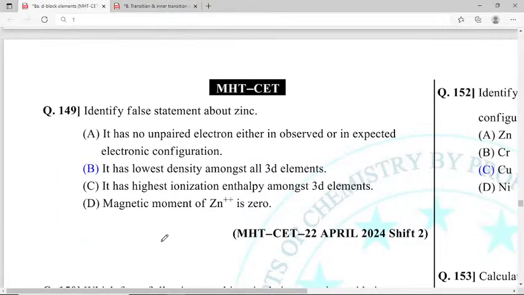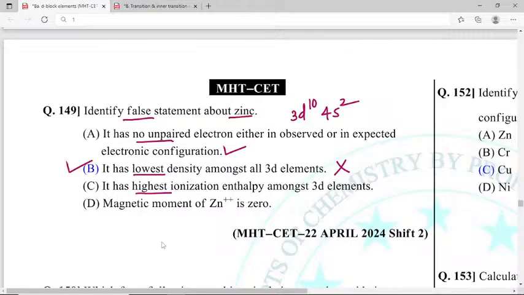Identify the false statement about zinc. It has no unpaired electron in either observed or expected electronic configuration. Correct, because this is 3d10 4s2. It has the lowest density among all the 3d elements. No, it is not correct; it has the highest density. It has the highest ionization enthalpy. Correct. Magnetic moment of Zn2+ is 0. Correct.